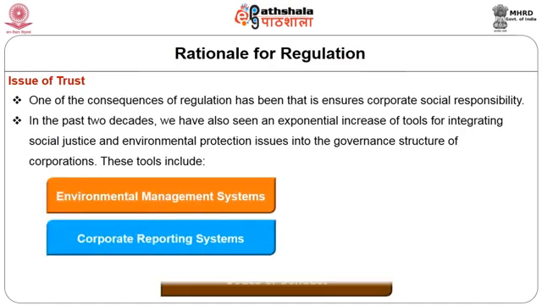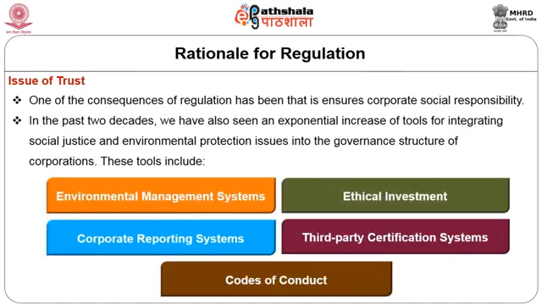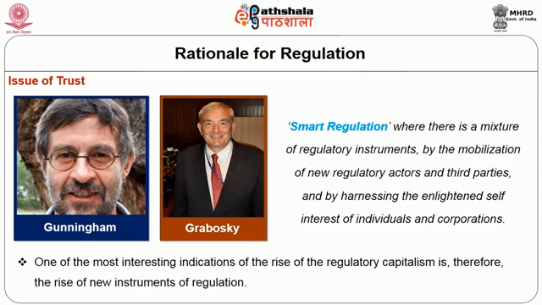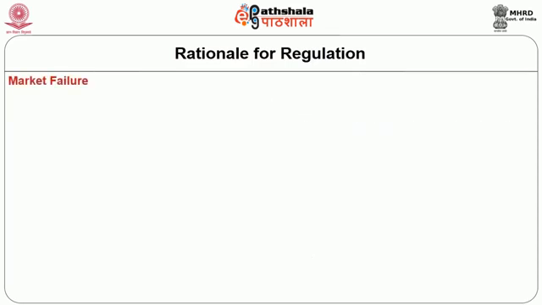These tools include environmental management systems, corporate reporting systems, codes of conduct, third-party certification systems, and ethical investment. Cunningham and Grabosky talk of smart regulation, where there is a mixture of regulatory instruments by the mobilization of new regulatory actors and third parties, and by harnessing the enlightened self-interest of individuals and corporations. One of the most interesting indications of the rise of regulatory capitalism is, therefore, the rise of new instruments of regulation. Market failure is the next one.